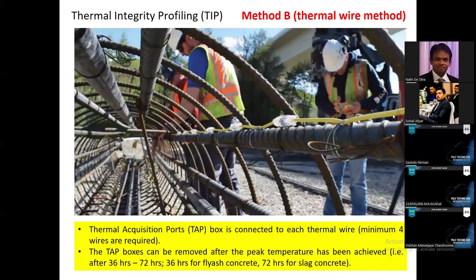Yeah, this is the wire already fixed to the rebar cage. It is necessary to have at least 4 wires diametrically opposite to each other, right? Like this. So these sensors start detecting the temperature along the pile.